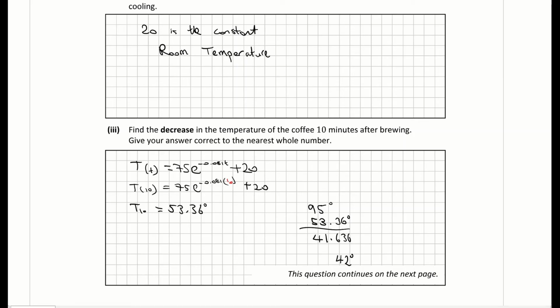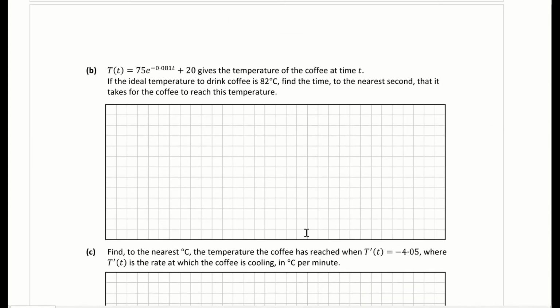Now looking at part B to that question 9. Again, they've given us the formula for the temperature of the coffee. If the ideal temperature to drink coffee is 82 degrees Celsius, find the time to the nearest second that it takes for the coffee to reach this temperature. So again, I'm now going to sub in for capital T the temperature that's desired, 82 degrees. That's what I'm given, or that's what I want. And what I'm trying to do here is find the time. So I'm solving for t.